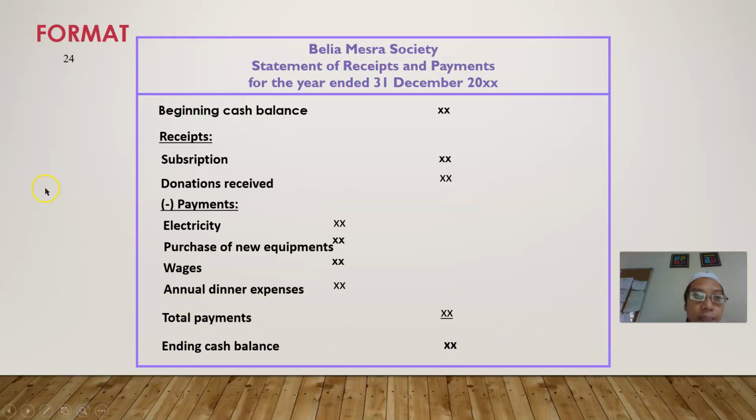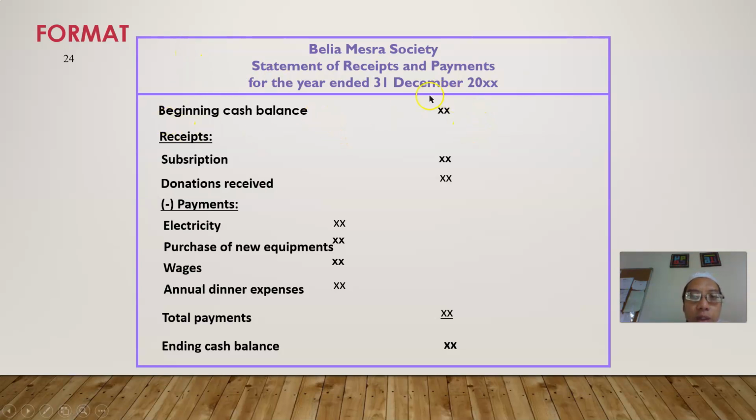So this is a sample format of the statement of receipts and payments. For Belia Mesra Society, the statement of receipts and payments for the year ended 31st December 20XX. Firstly we show the beginning cash balance. The cash balance can include the cash account as well as the bank account, all of the cash-based accounts. If you have several bank accounts, then all of them will be included in this beginning cash balance.